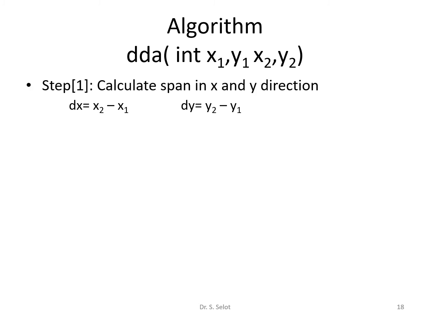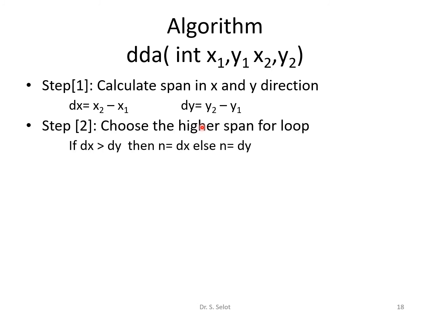Let us come to the algorithm, how to design an algorithm. First, we'll find out the span in x and y direction, the difference in x and y values, because in the DDA algorithm we are given two input points, x1, y1 and x2, y2. We'll first calculate dx and dy, which is the span in x and y direction. We'll iterate the algorithm a number of times, either dx times or dy times. It depends upon which value is higher. So in the second step, we'll check which value is higher.